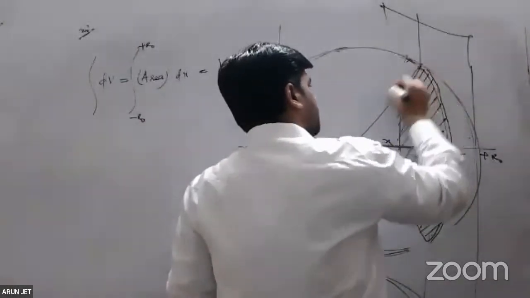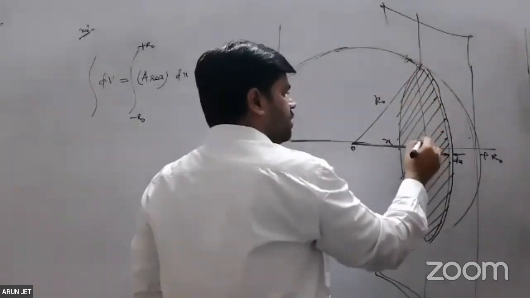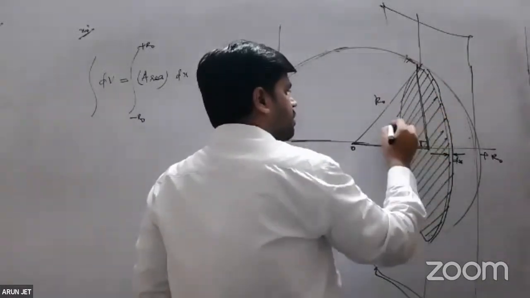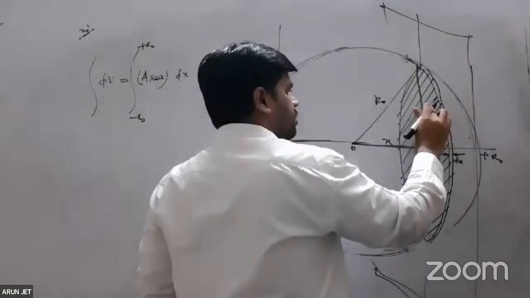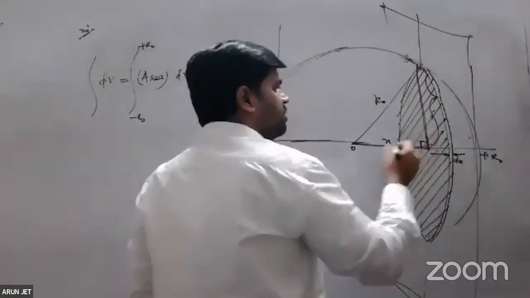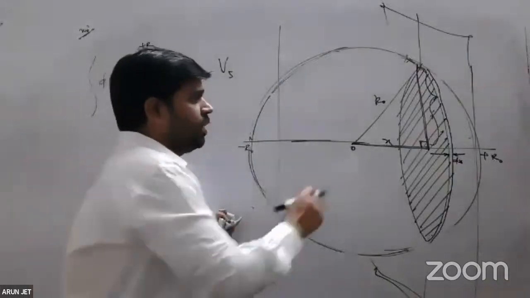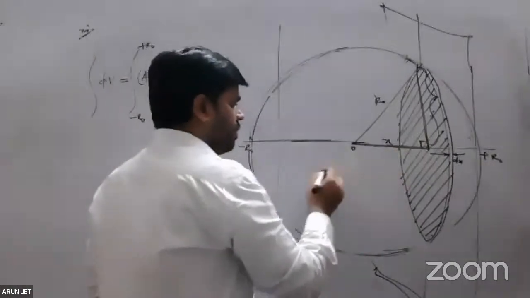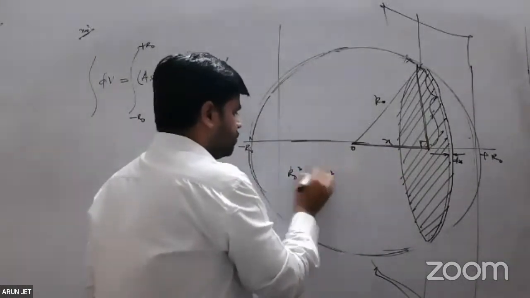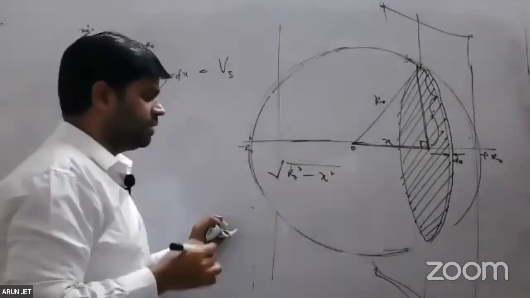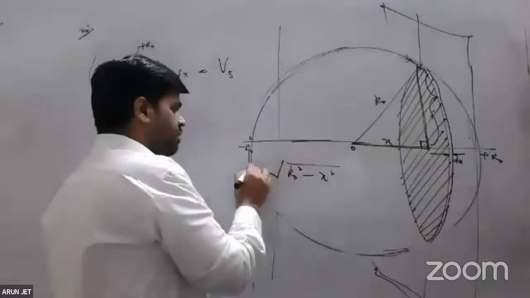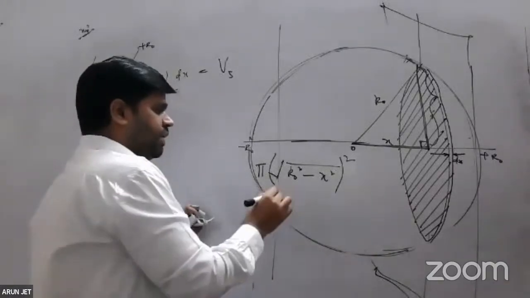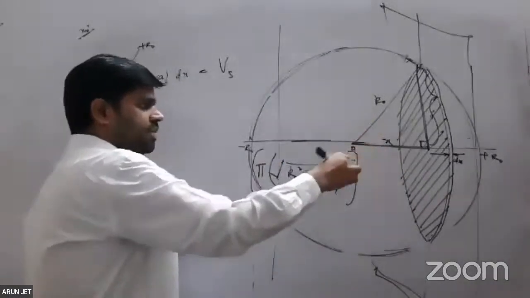If this is r, and this is perpendicular, this is my radius of the disk. Right? So root of r square minus x square is the radius of the disk. What is the area of that? We just now derived that the area of a circle is pi r square. So pi r square is the area of the shaded disk.